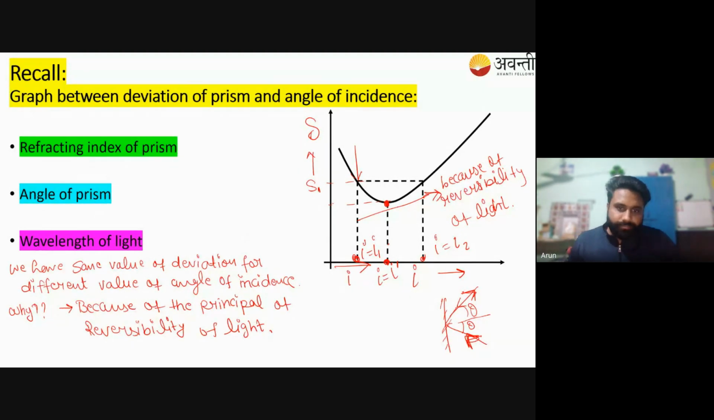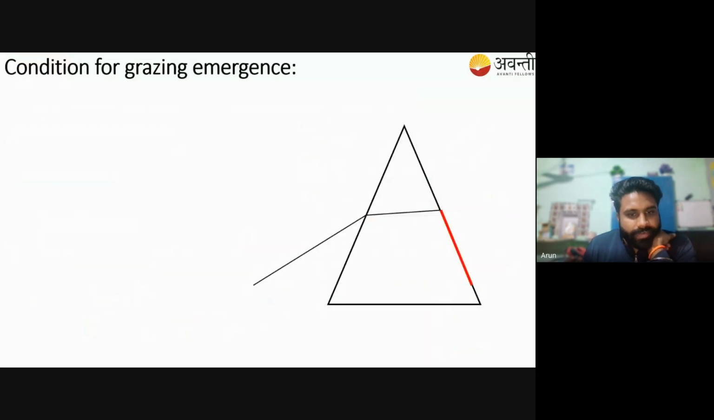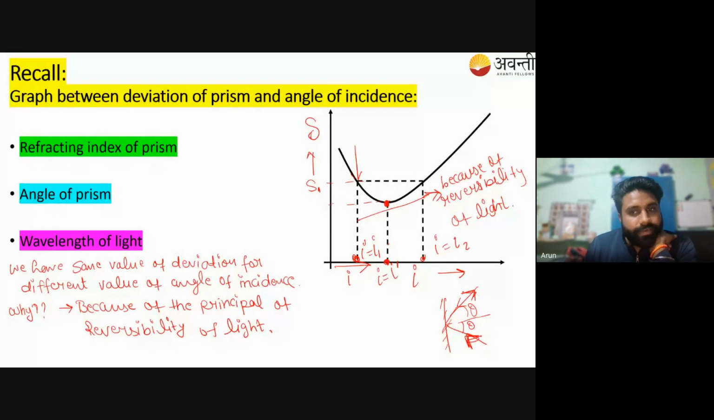The other part that we will discuss is how factors affect the deviation. These are the factors affecting deviation.